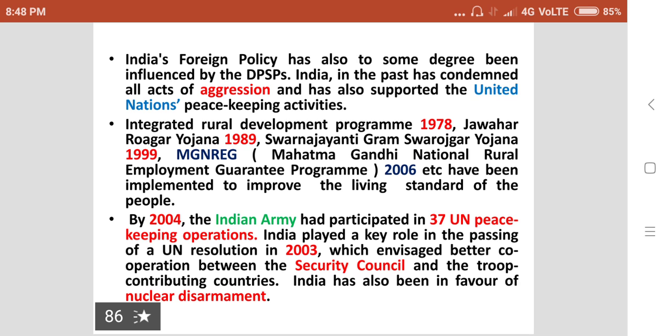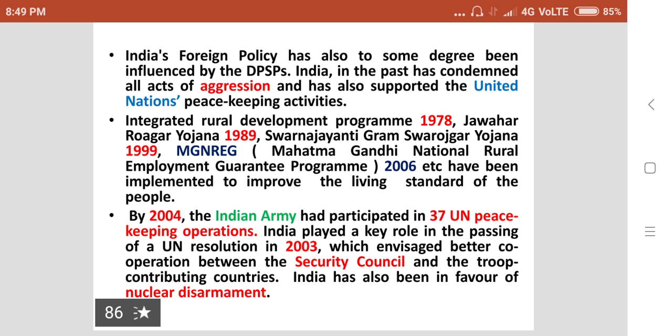Integrated Rural Development Programme 1978, Jawahar Rozgar Yojana 1989, Swarna Jayanti Gram Swarozgar Yojana 1999, Mahatma Gandhi National Rural Employment Guarantee Programme 2006, etc., have been implemented to improve the living standards of the people. By 2004, the Indian Army had participated in 37 UN peacekeeping operations.